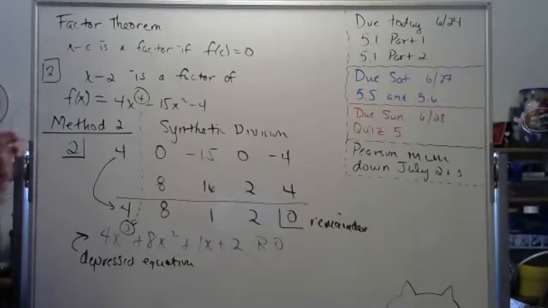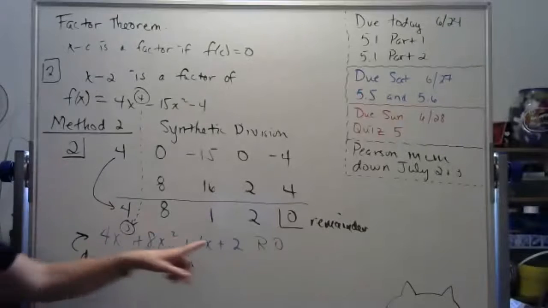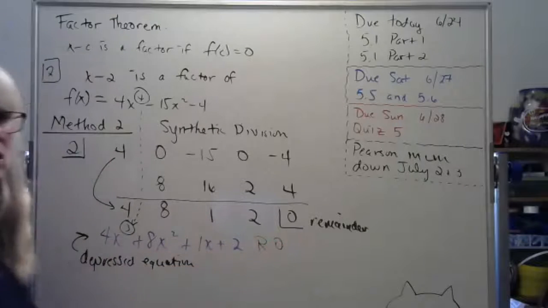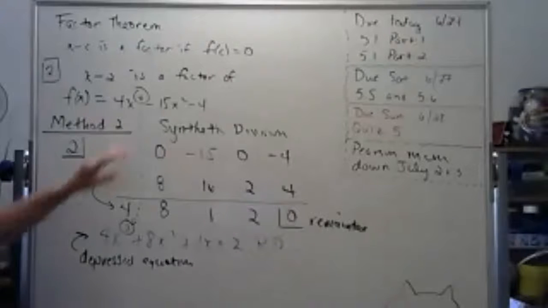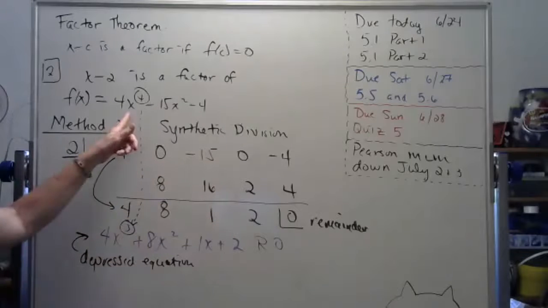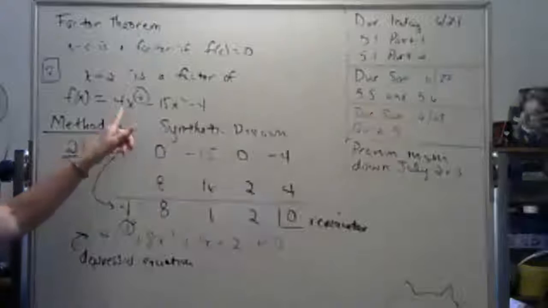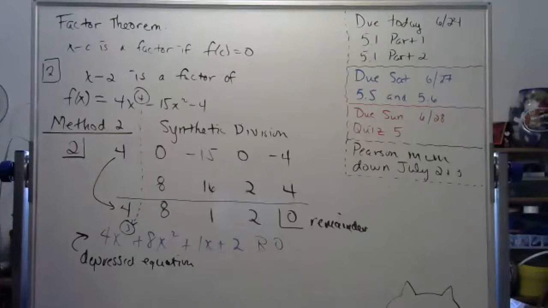So again, method 1, just plug the 2 in, see if you get a 0. The second method is to use synthetic division and make sure the remainder is 0. Either one works. And honestly, in some cases, this is quicker because you'll notice that I made an arithmetic mistake when I did it plugging the 2 in. So it's entirely up to you.